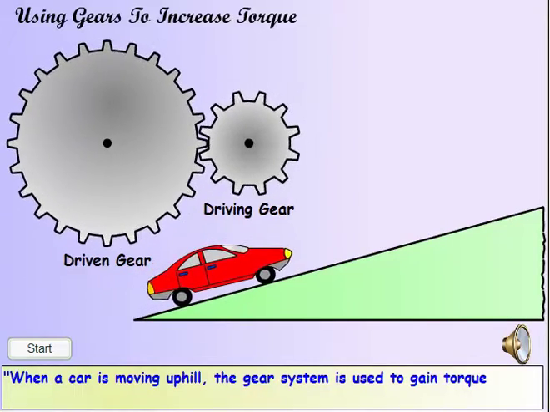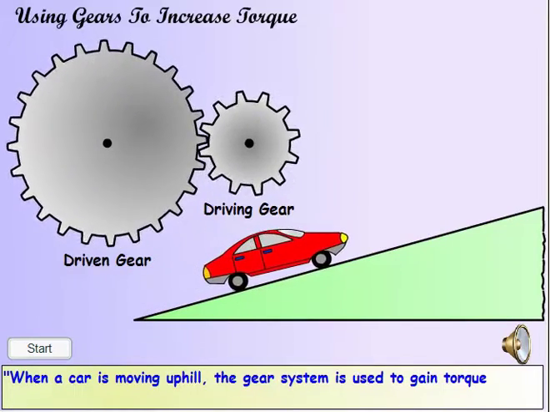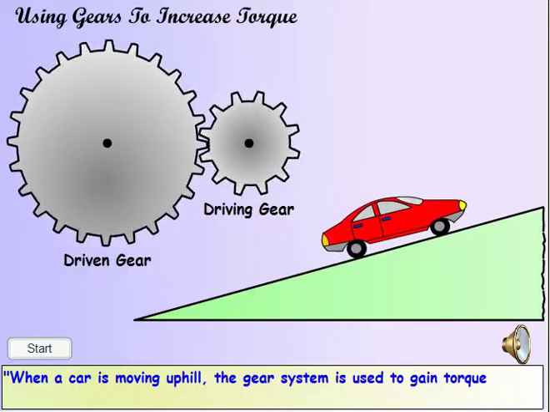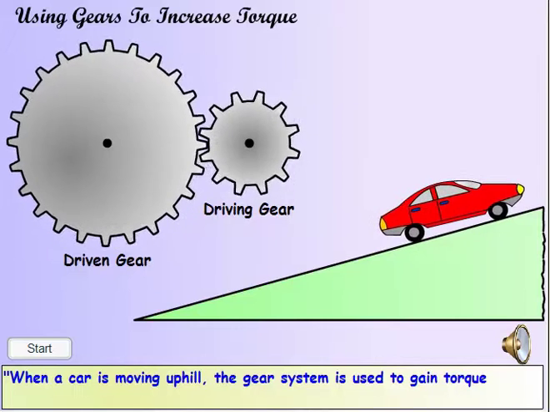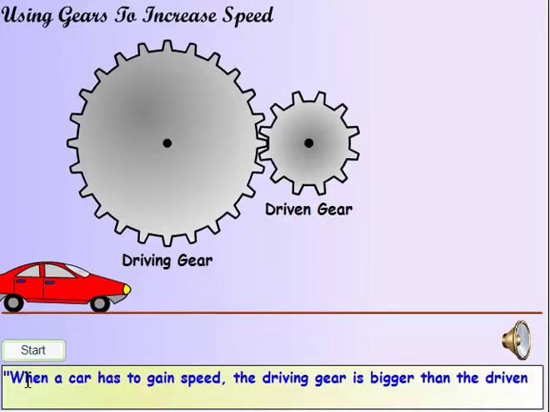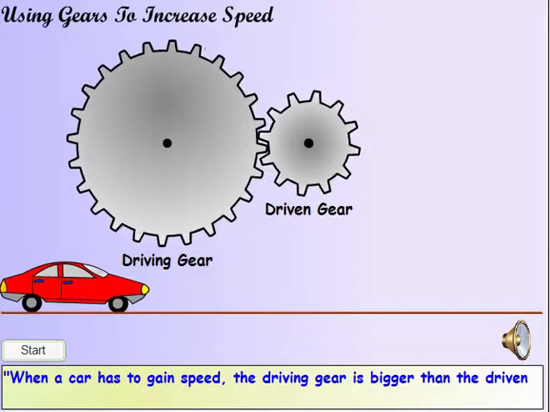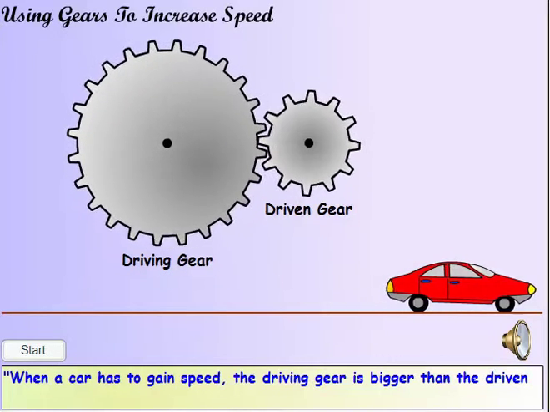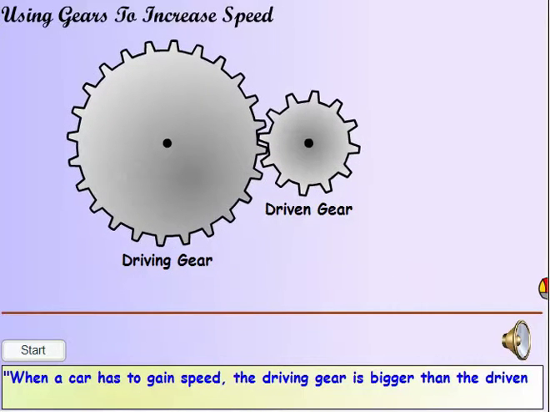When the car moves up the slope, the driving gear engages with a larger gear to gain more torque. When the car requires speed, the driving gear engages with a smaller gear to gain more speed.